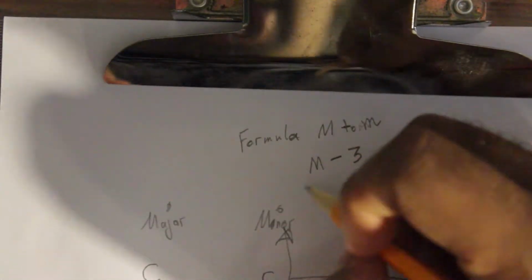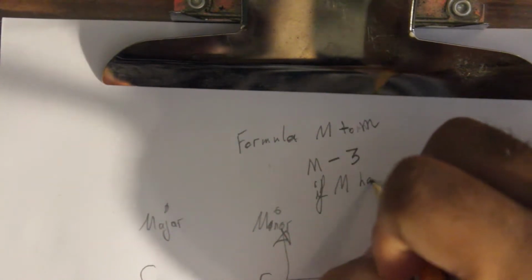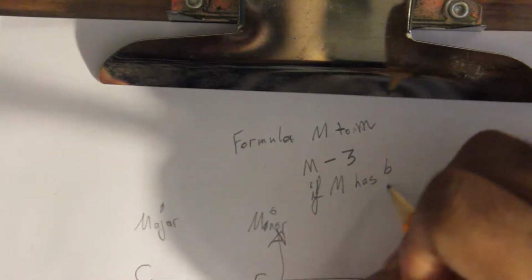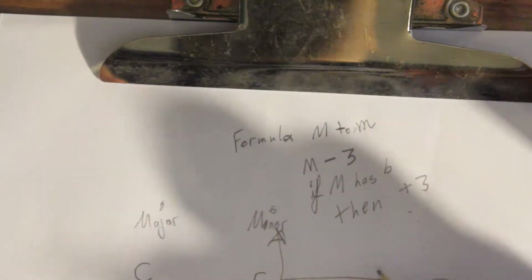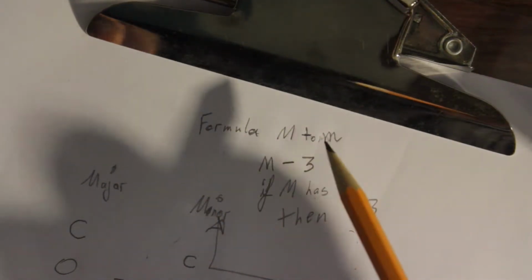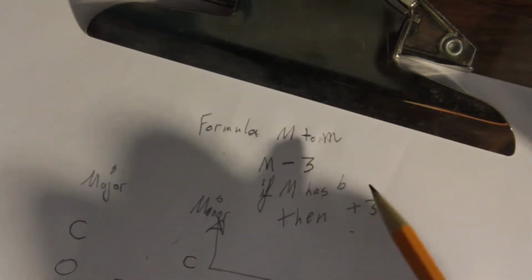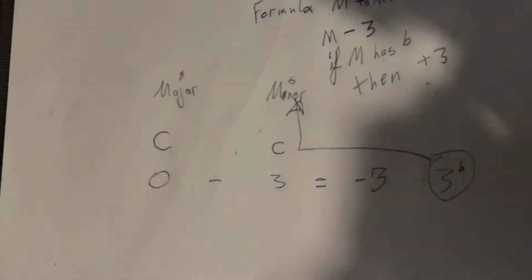If the major scale has flats, it's plus 3. Alright, so for major to minor, it's major subtract 3. If major has flats in the scale, then you add 3 instead. Alright? It sounds kind of confusing, I guess.